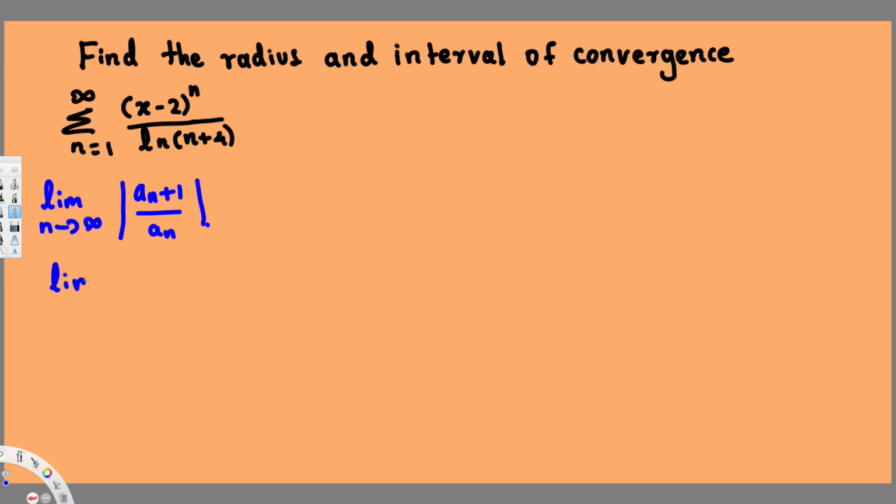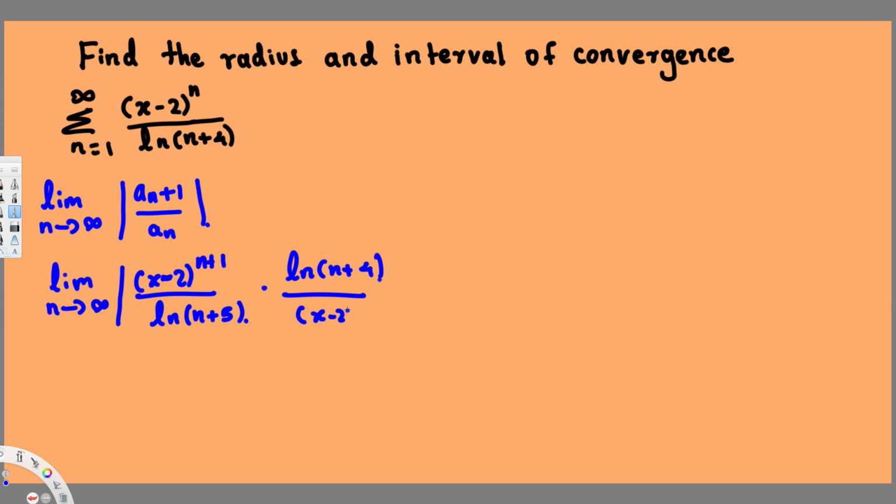So here we are going to have limit n approaches infinity (x minus 2) power n plus 1, and in the denominator we are going to have ln(n plus 5), because n plus 4 plus 1, that's how we got n plus 5, right? And then we have to divide this one by a_n, that's the original function. That is the same as multiplying this by the reciprocal of this one. So that is the same as multiplying this one by ln(n plus 4) over (x minus 2) power n.